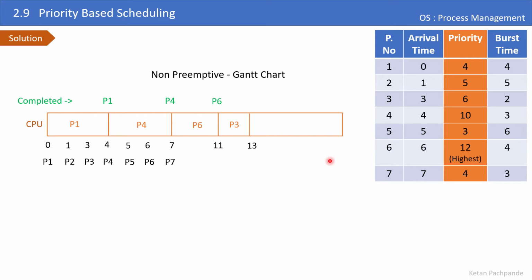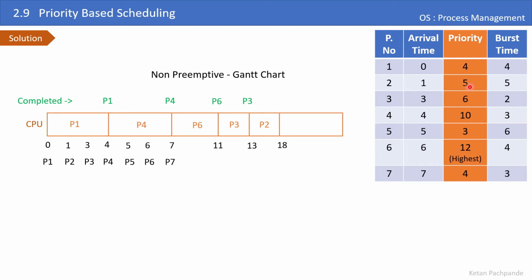At time 11, the next priority is 12, which is process P6, and that is completed. With priority 10, P4 has already completed. Now let's go for the next priority which is 6, that is P3. So at time t equal to 11, I am going to schedule the process P3, which is going to take 2 time units, and at time t equal to 13, it is going to finish.